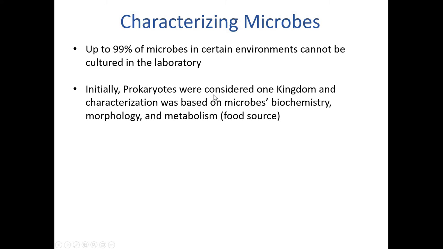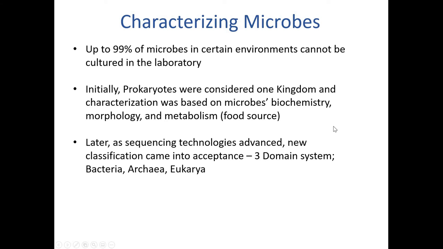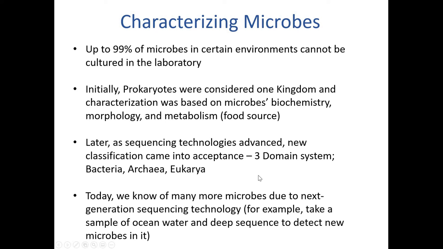Initially, prokaryotes were considered to be one kingdom, and their characterization was based mostly on their biochemistry, morphology, and metabolism. But then later, as sequencing technologies advanced, a new classification came into acceptance, which is the 3-domain system that we now know about, which includes bacteria, archaea, and eukaryotes. We'll talk a little more about why bacteria and archaea were divided from one another and the microbial life within the domain eukarya. Today we know of a lot more microbes than we ever have been able to in the past because of next generation sequencing technologies.